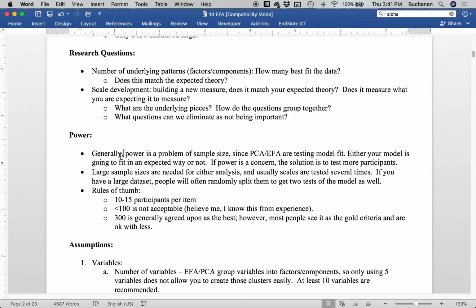Now, if you're studying the states, clearly there's only 50 of those, but anything where you're dealing with participants, where there are fewer than 100 people, is not publishable. I know this because I have tried. And 300 is kind of the gold standard. All of these are estimates, and I always tell people to shoot for as big as they can, if feasible, balancing money and time and effort against model fit.